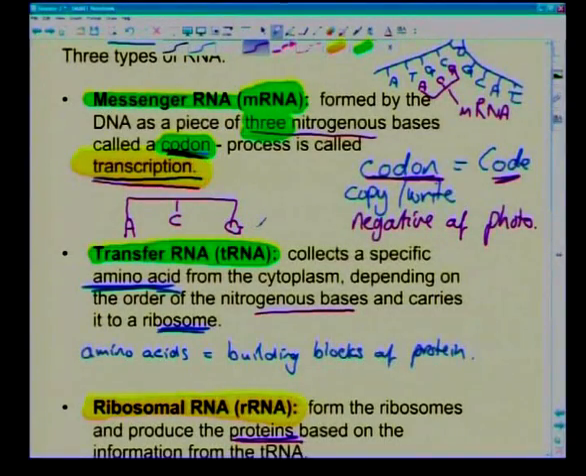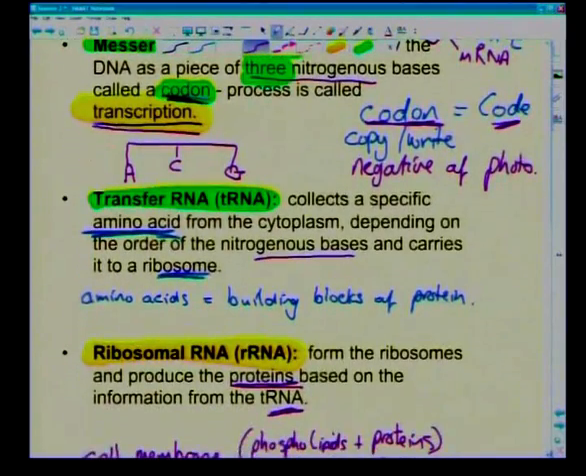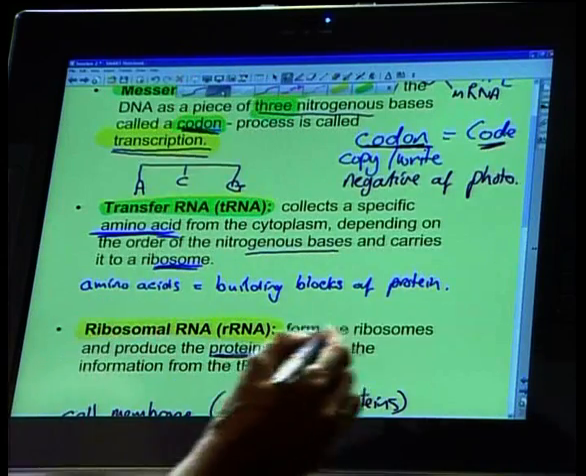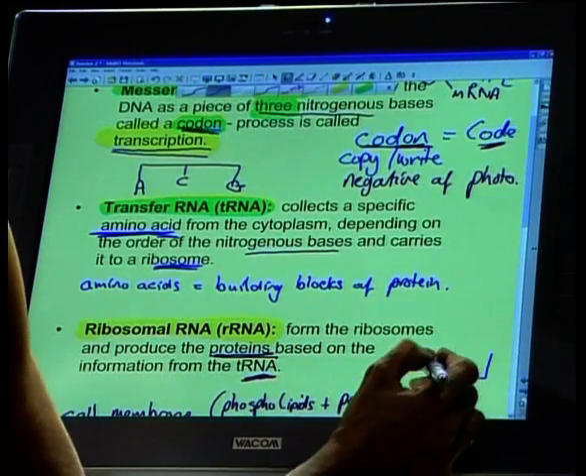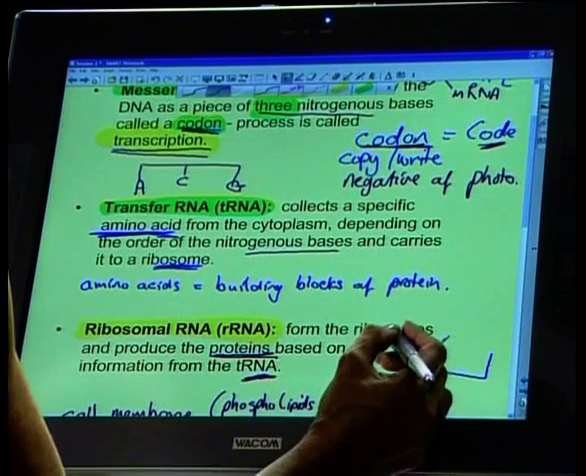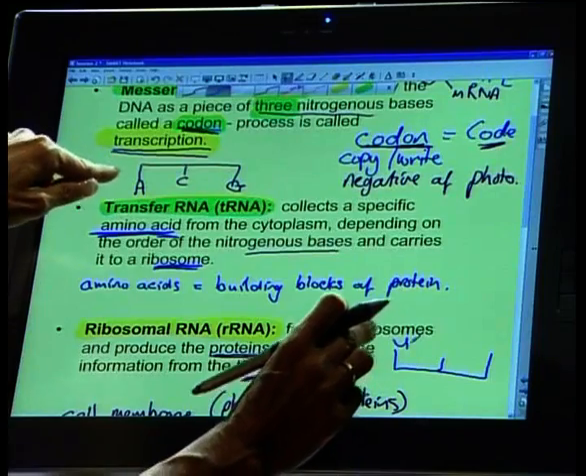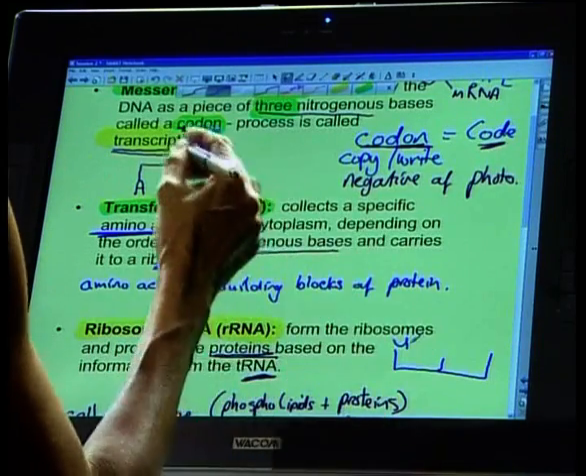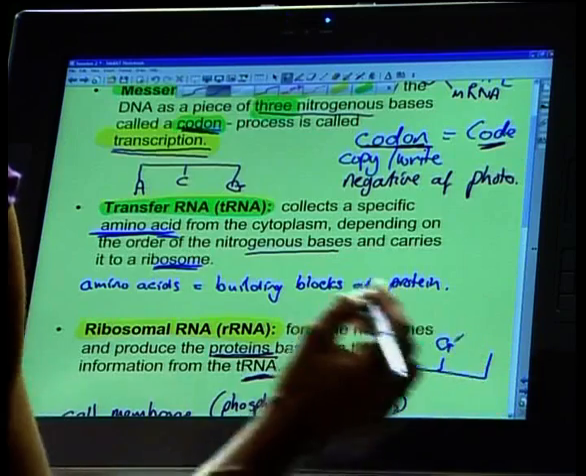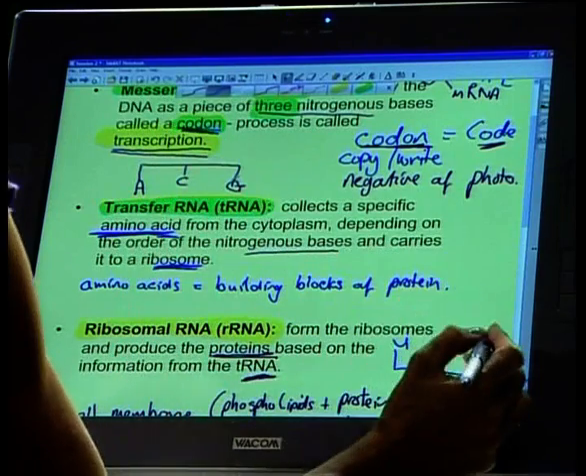So your transfer RNA is going to pick up amino acids that fit in with ACG, and your ribosomal RNA is going to now slot in here, and instead of A, it's going to have a U, because remember, in RNA there is no thymine, there is uracil. So the complementary base for adenine will be uracil, the complementary base for cytosine will be guanine, the complementary base for guanine will be cytosine.